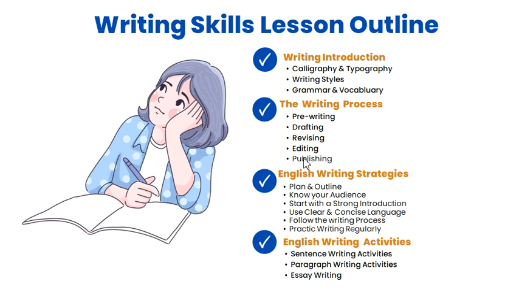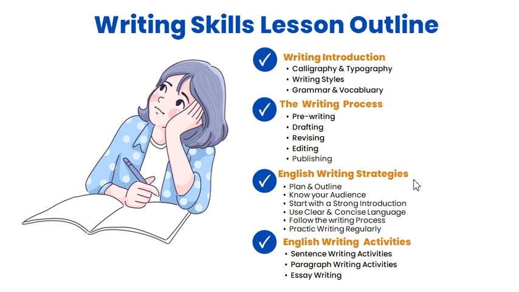When we say publishing, it means either submitting to whatever you are supposed to submit to, or you have to publish it online, for a newspaper or in a book. So the end goal of writing is publishing. When you publish, you will get to the reader. And next we'll see English writing strategies.